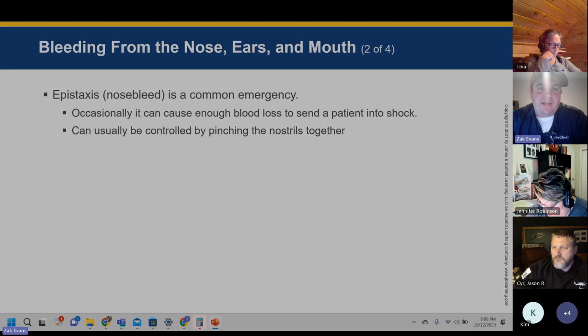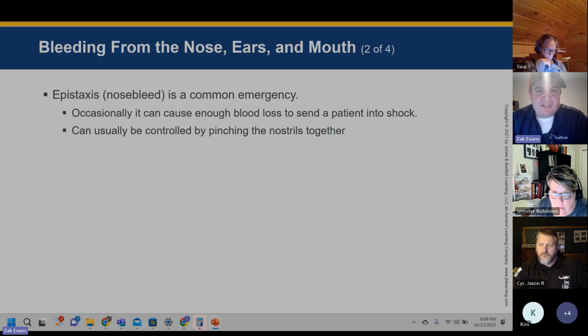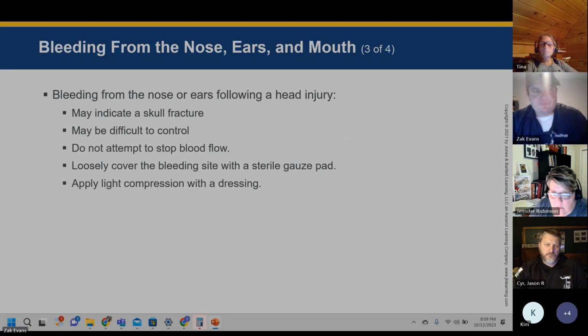Epistaxis or nosebleed is a common emergency, especially in those that have blood thinners. Occasionally, it can cause enough blood loss to send a patient into shock. Yes, a nosebleed can kill someone, or at least get them close to it. It can usually be controlled by pinching the nostrils together.